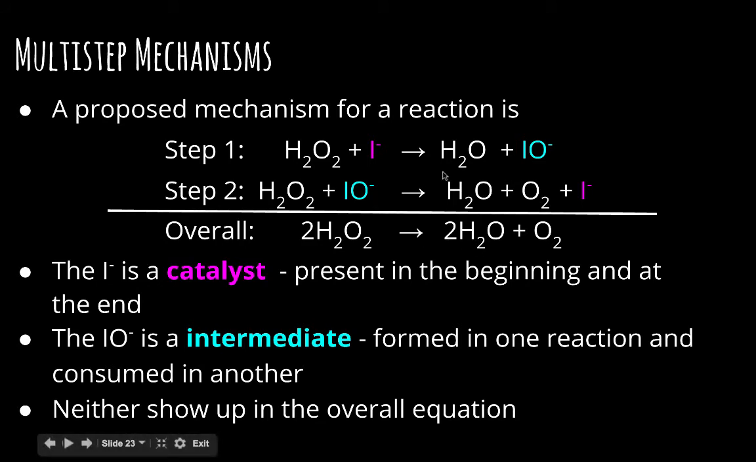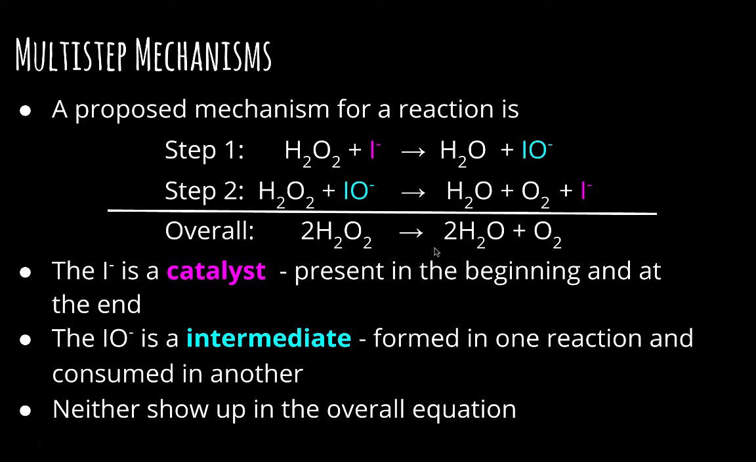For step 2, or I'm sorry, back to step 1, step 1 produces this IO minus, and then in step 2, the IO minus gets used up. So again, it's made here, used up here. It's on opposite sides of the equation, so it cancels out. So it also does not show up in the overall equation.